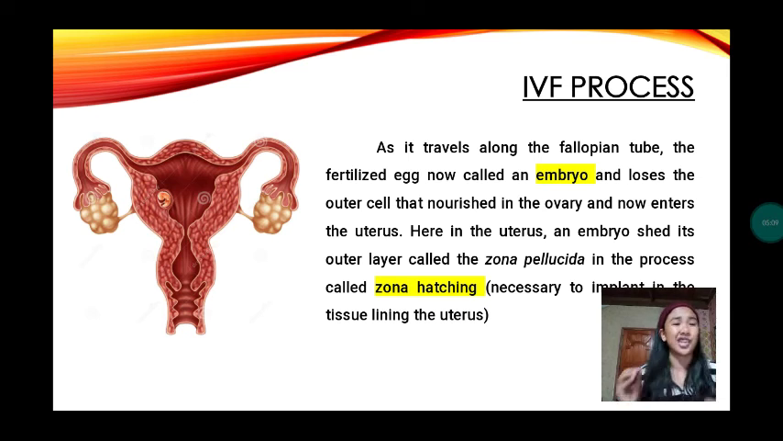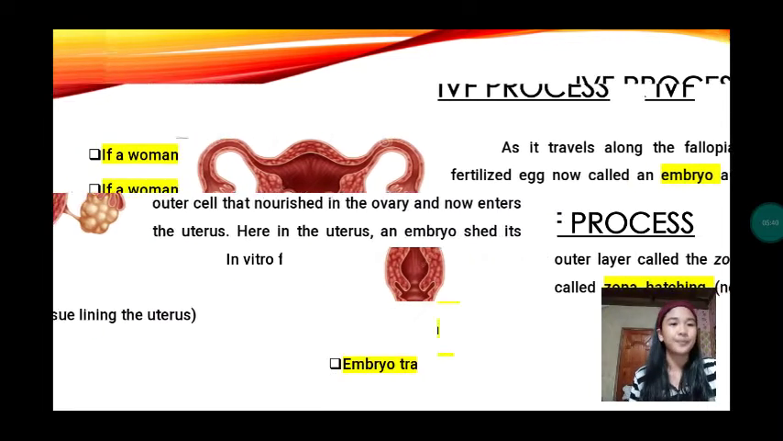And then, as it travels along the fallopian tube, the fertilized egg is now called an embryo and loses the outer cell that nourished it in the ovary, and now enters the uterus. Here in the uterus, an embryo sheds its outer layer called the zona pellucida in a process called zona hatching, necessary to implant in the tissue lining the uterus.